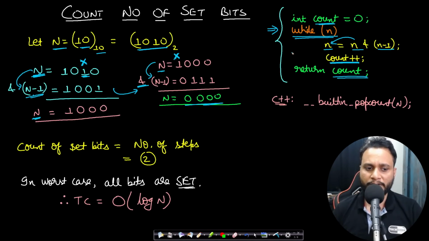In the worst case, you know that the number of set bits will be all the bits. And what is the number of bits in a given number? In decimal, it is log n base 2. So the time complexity will be log n base 2.